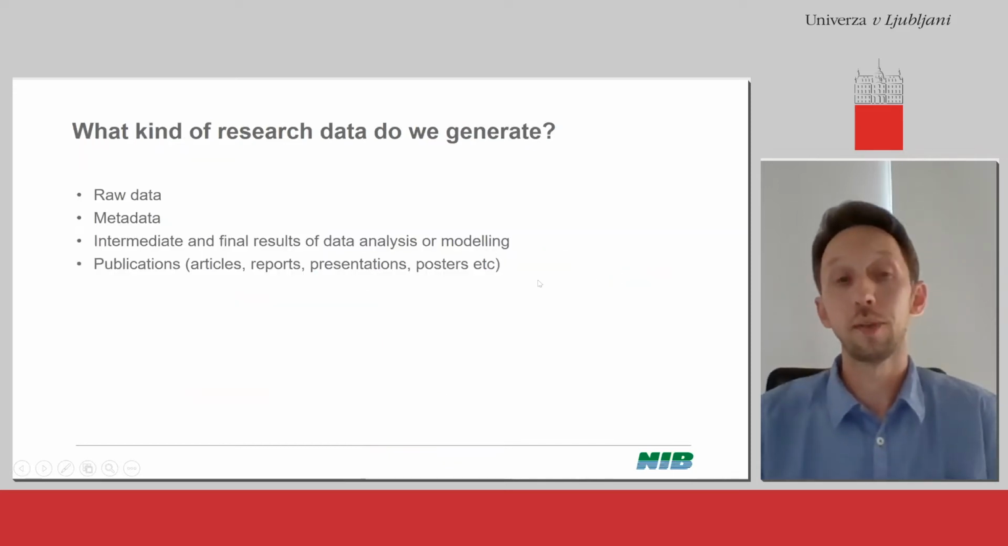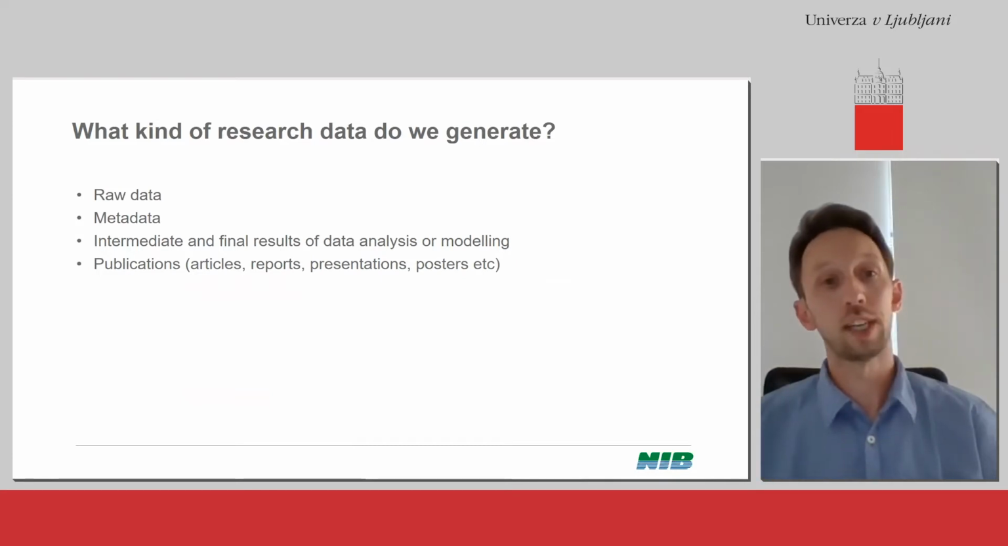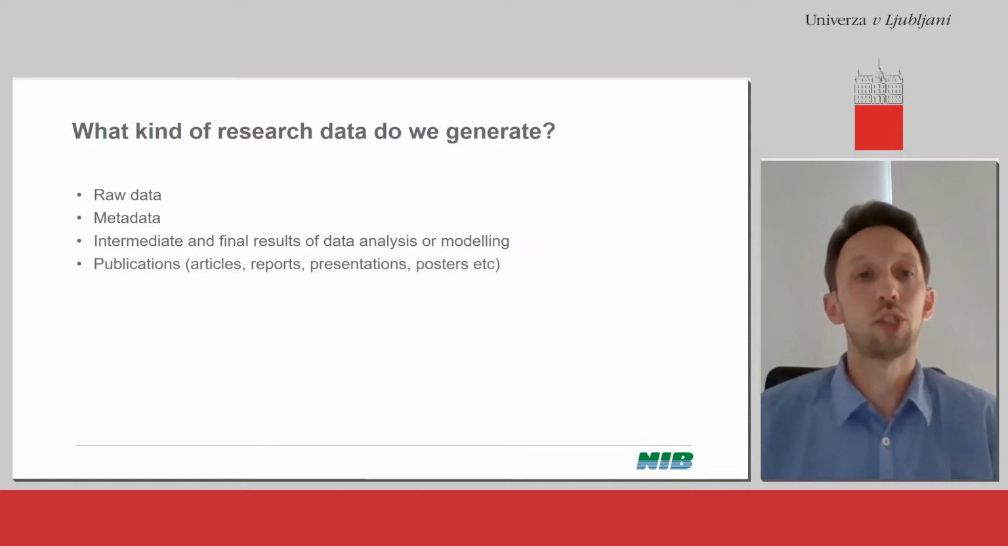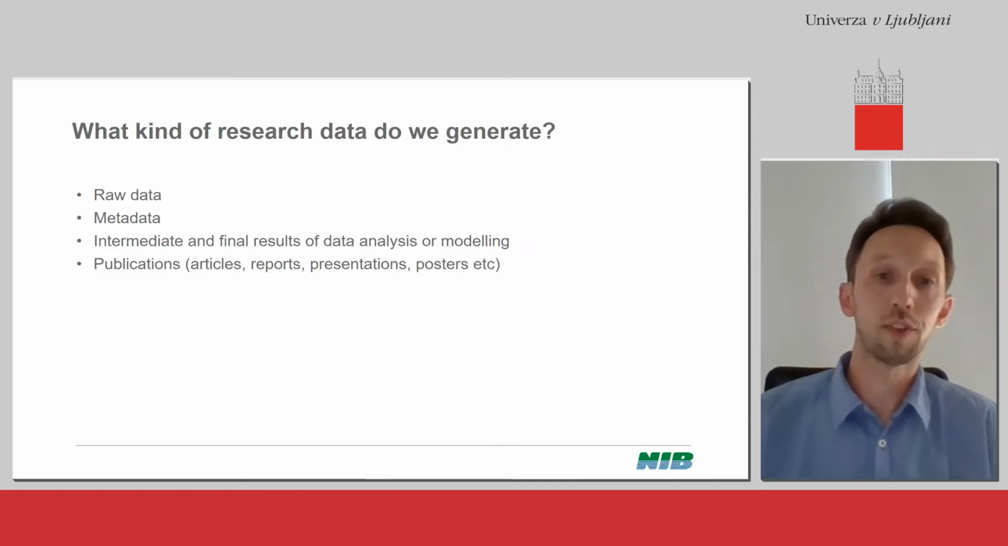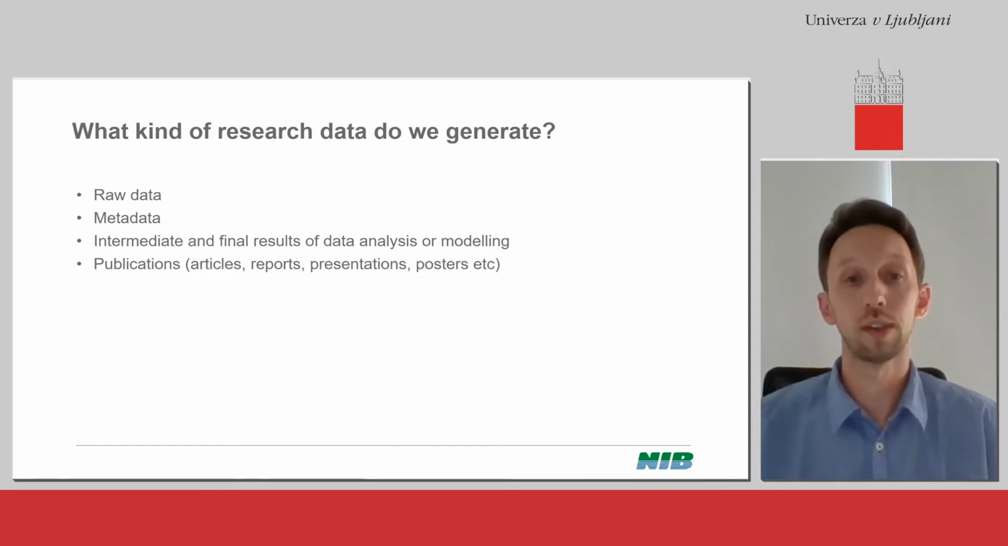So what kind of data do we generate? We generate raw data, then we generate metadata, and also then results, which are either intermediate or final. And in the end, we produce some publications. These are either articles, reports, presentations, posters.